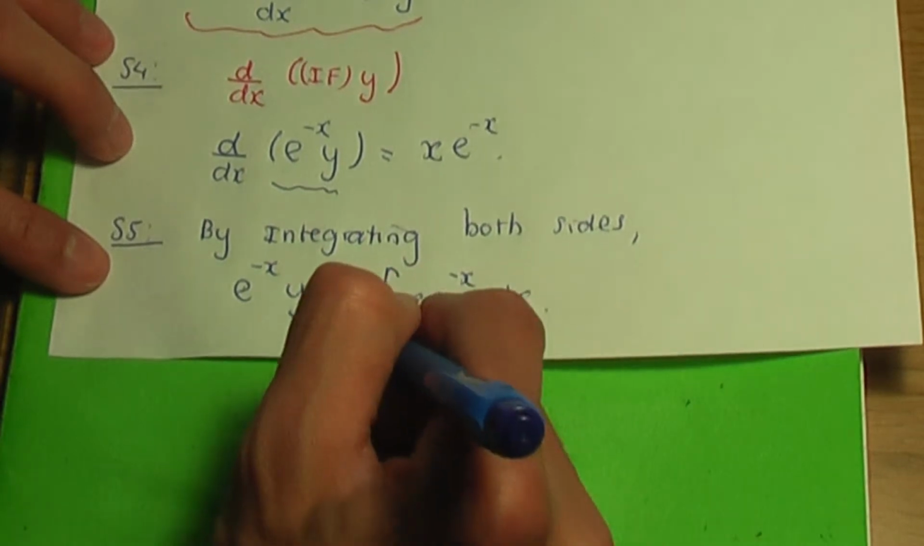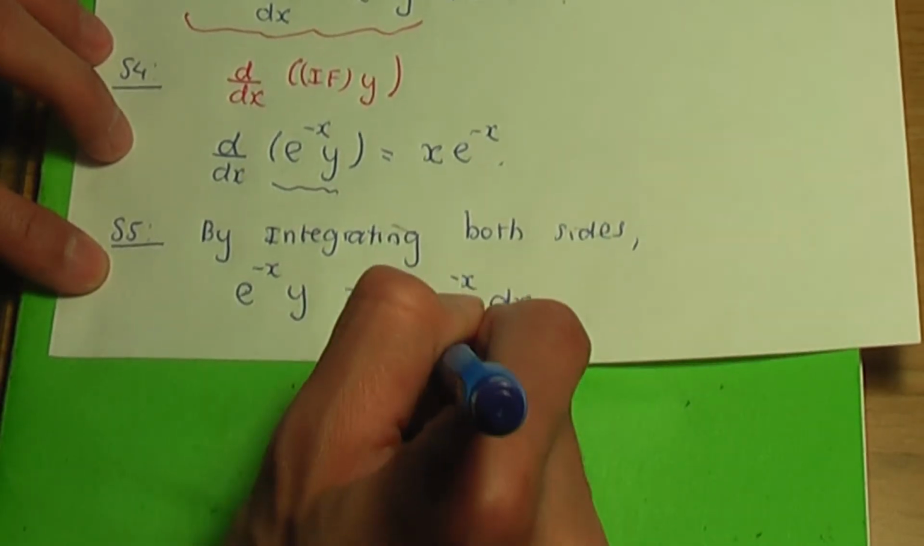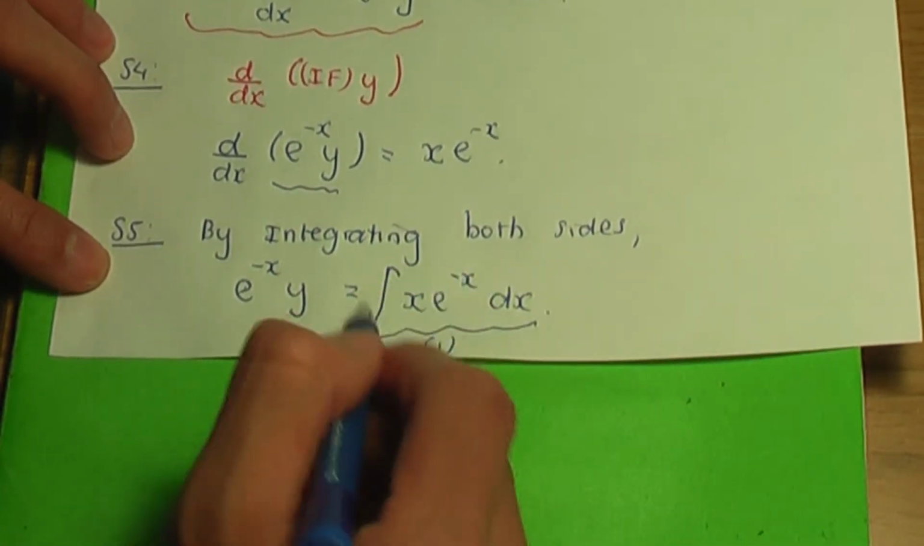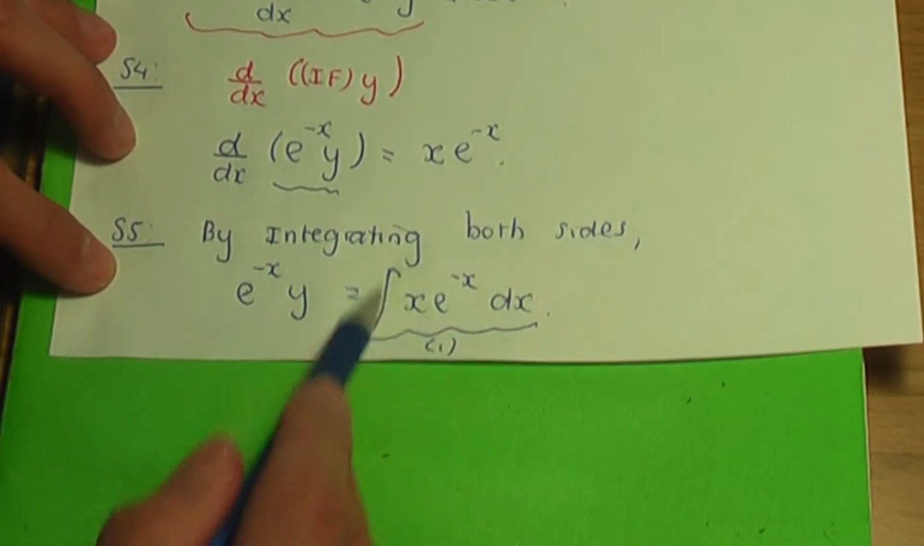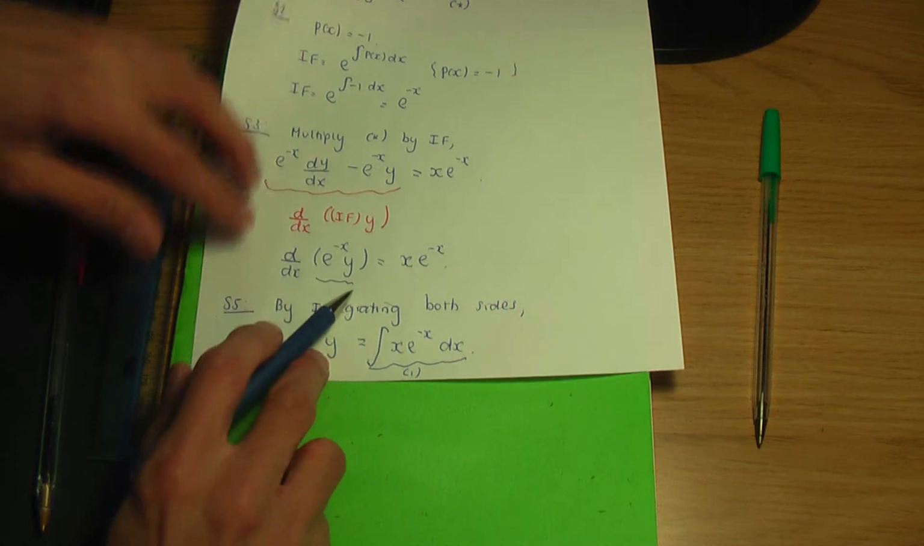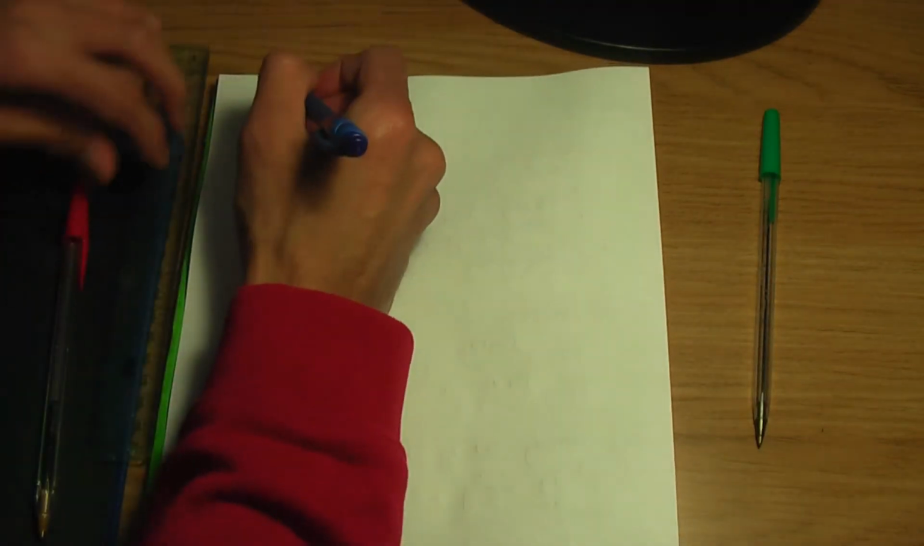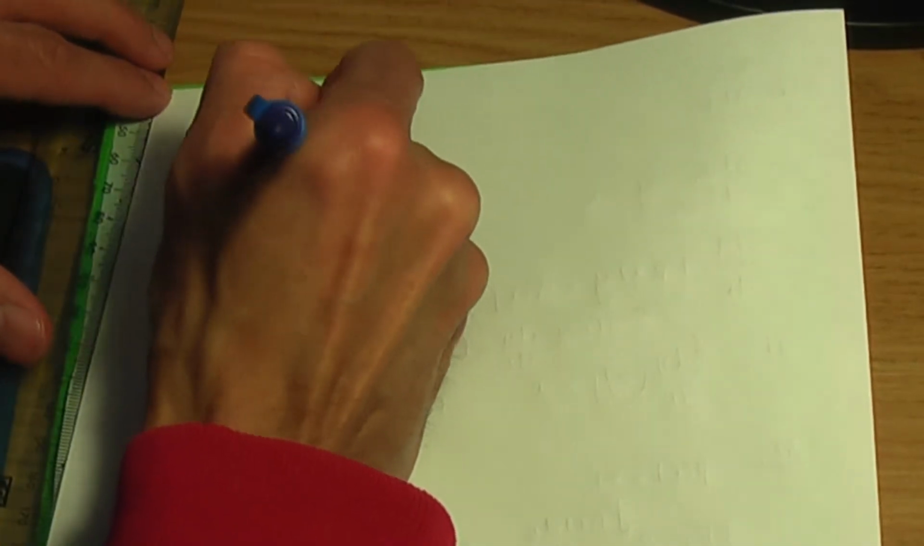Now let's think about this integral. To integrate this term, which I'm going to call 1, we need to integrate it by parts. So let's integrate number 1 by parts. On the reverse, as a side calculation, we're going to integrate number 1, which is x e to the minus x, with respect to x.